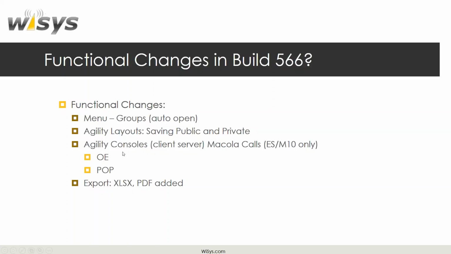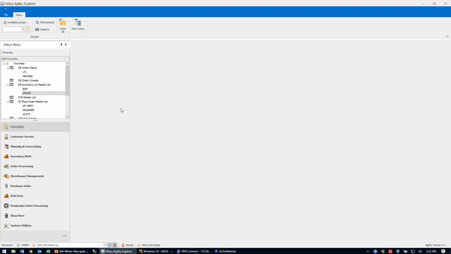Then we have a brand new concept that we're introducing to Agility called a console. The console gives us the ability to sit on an Agility grid and actually call Macola ES or Macola 10. And I'm going to show you order entry and POP today. And finally, I'm going to end up on this screen talking about exporting with a couple of options there. The way I've got it organized.